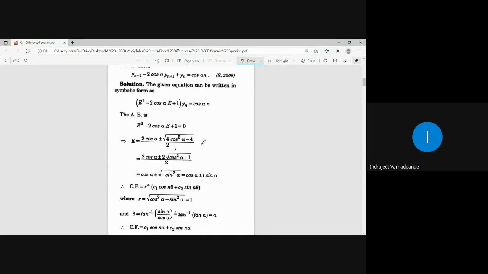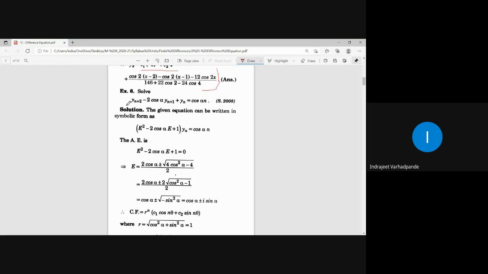The next example related to the same is: solve yn plus 2 minus 2 cos alpha yn plus 1 plus yn is equal to cos alpha n. In cos kn, the value of k is alpha. On the left hand side, this particular term is a little bit different. It cannot be factorized directly, so I have to use the formula method. So the given equation can be written in the symbolic form as E square minus 2 cos alpha E plus 1 into yn is equal to cos alpha n.